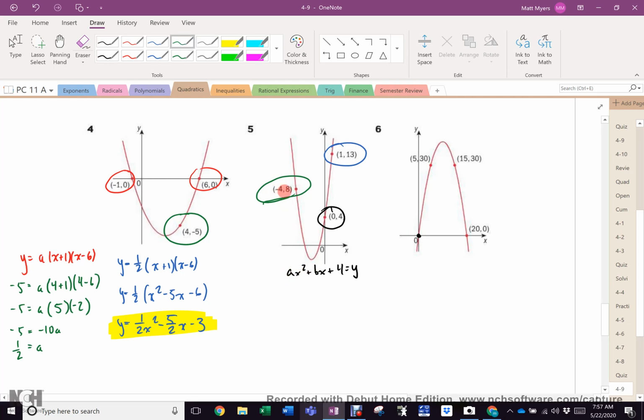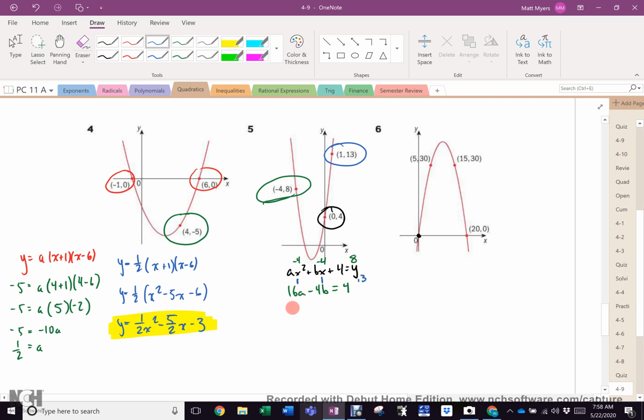So when I plug in the green one, x is going to become negative 4, and y is going to become 8. So I'm going to get negative 4 squared is 16a minus 4b, and when I bring that 4 over to that 8, it's going to have to equal 4. Now if I do the same thing with the blue one, this is going to be a 1, this is going to be a 1, and this is going to be a 13.